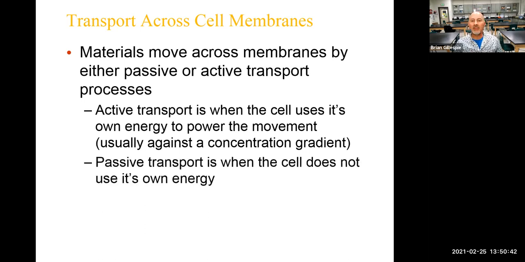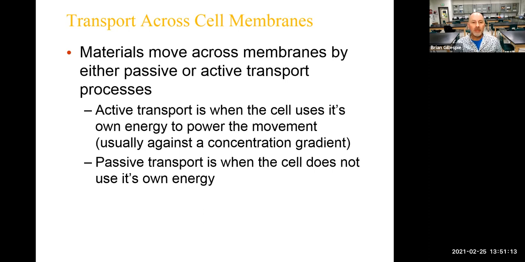Passive transport is when the cell doesn't need to use its own energy. There is already enough energy available amongst the molecules as they are moving that allows them to move from one side of the membrane to another. And so we're going to look at these. This particular installment that you're watching right now is going to focus on passive transport processes. Then we'll come back and do another recording for the active transport processes.